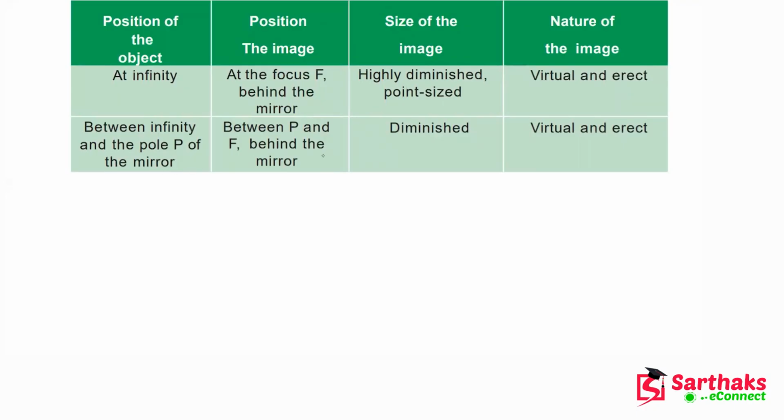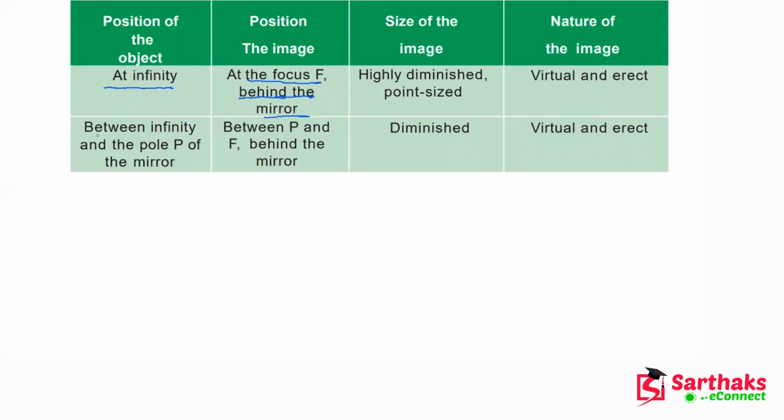You can just simply see this table and you will realize all the cases which we have discussed in the convex mirror. So, position of the image. Sorry, this is the position of the object. When the object is placed at infinity, the image is formed at focus. Image is formed at focus and behind the mirror.